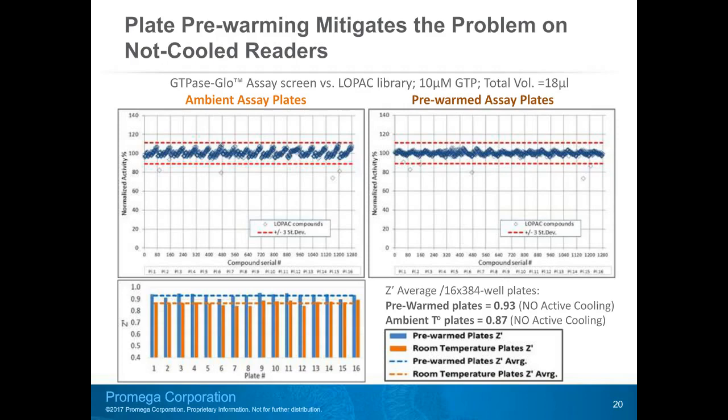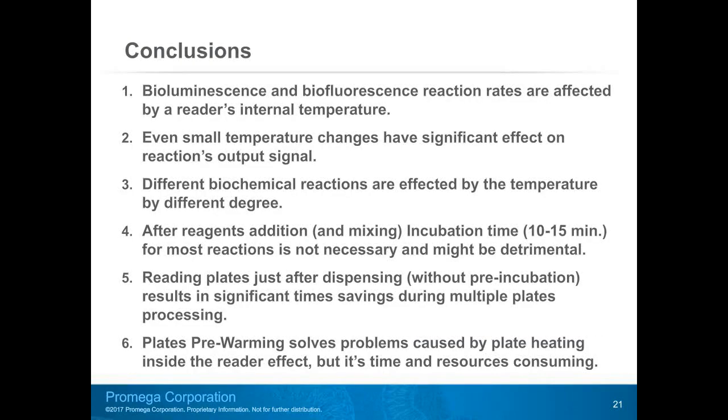Clearly, the top left graph screen results without pre-warming plates are already very good. The Z prime average of the plates was 0.87, indicating a very successful screen and a robust assay. But pre-warming of the plates further increases the Z prime average up to 0.93. The lower graph illustrates the benefits of pre-warming plates as evaluated by Z prime calculations for all plates with and without pre-warming. Pre-warming the assay plate raises the Z prime average by 0.06 units. So as you see, plate pre-warming can successfully mitigate result scattering caused by the reaction temperature increase inside the reader. Unfortunately, plate pre-warming is also a time and resource consuming step.